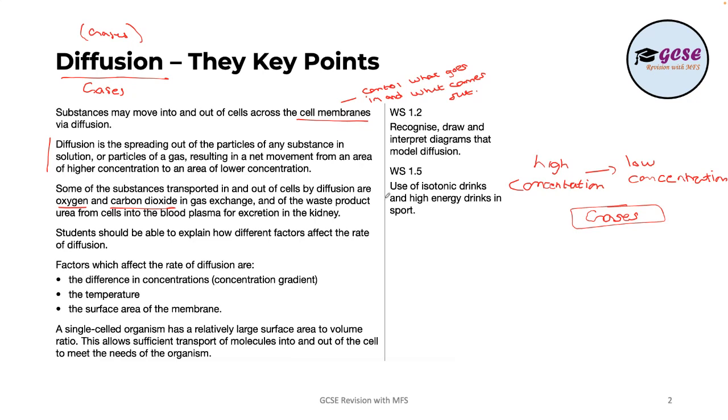Now, the different factors which affect the rate of diffusion, you need to know the key ones, which are here. The difference in concentration, the temperature, and the surface area of the membrane. Okay, so if I go on the next slide and I just show you a model, let's say we had a membrane here and we had some gas molecules on each side. So this is our first diagram, and this is our second diagram.